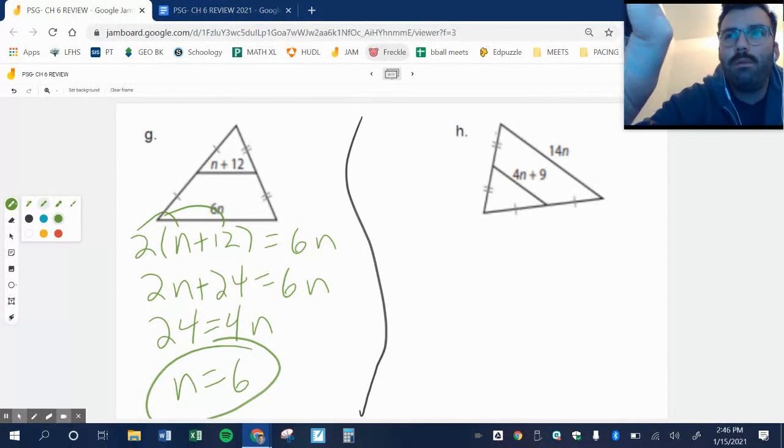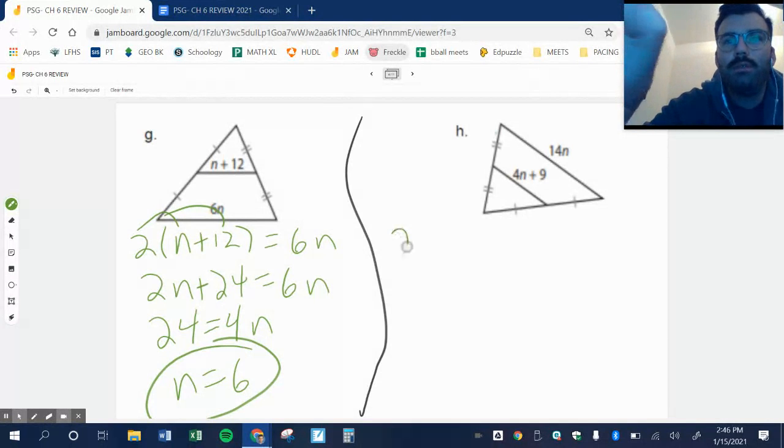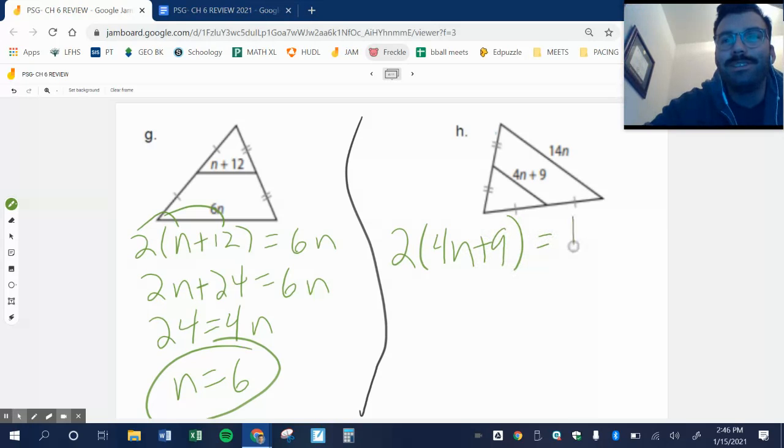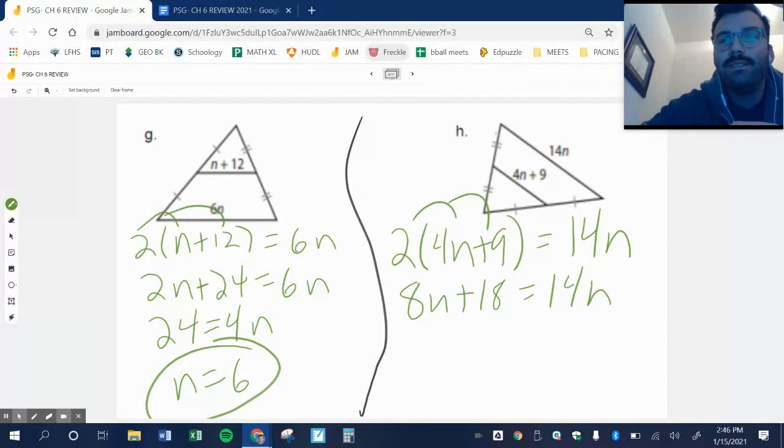Maybe. Here we go. 2 times 4n plus 9 equals 14n. Distribute that 2. Wow! 8n plus 18 equals 14n. Subtract the 8n. 18 equals 6n. N equals 3.